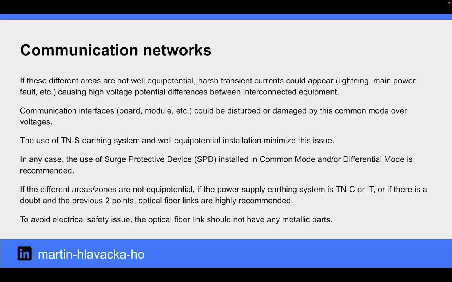If these different areas are not well equipotential, harsh transient currents could appear, causing high voltage potential differences between interconnected equipment. Communication interfaces could be disturbed or damaged by these common mode overvoltages. The use of a TNS earthing system and a well-equipotential installation minimizes this issue. In any case, the use of SPDs installed in common mode or differential mode is recommended. If the different areas are not equipotential, if the power supply earthing system is TNC or IT, or if there is a doubt about the previous two points, optical fiber links are highly recommended. To avoid electrical safety issues, the optical fiber link should not have any metallic parts.